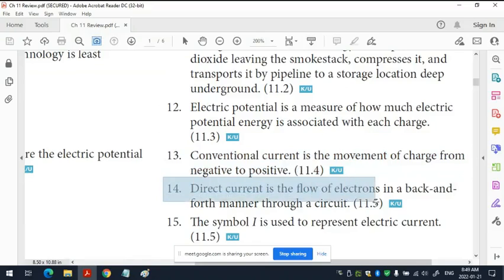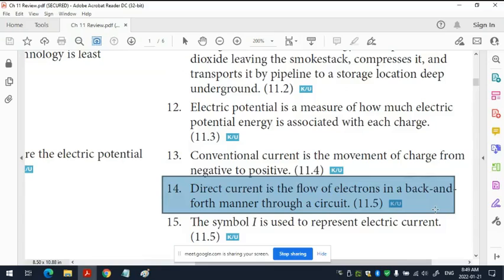Direct current is the flow of electrons back and forth. When we actually used a battery, was the current going back and forth in the circuit or just in one circular direction? Is direct current back and forth? What's the opposite of DC? AC. Instead of direct current, alternating. Alternating means up and down, up and down, which is basically how power grids work. Okay, so that is a false statement.